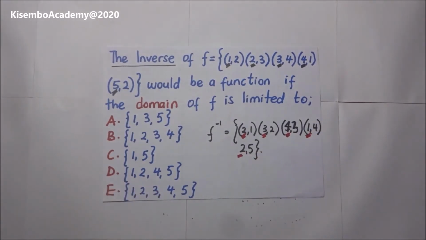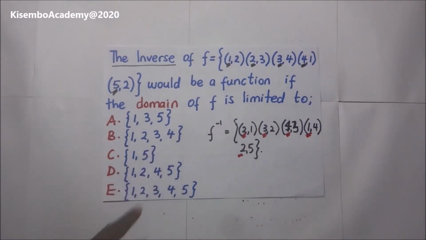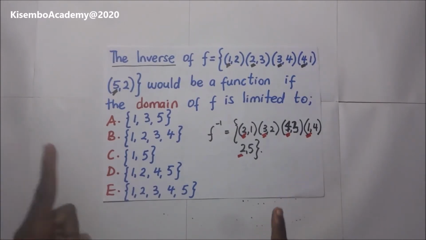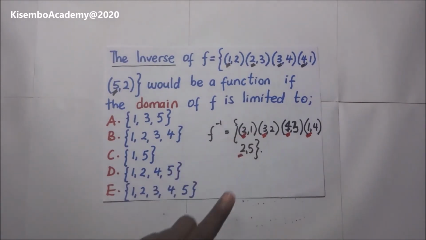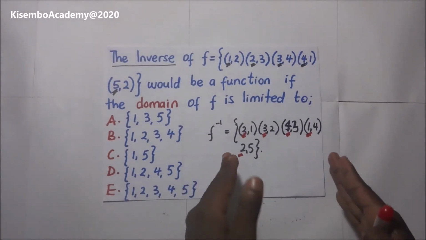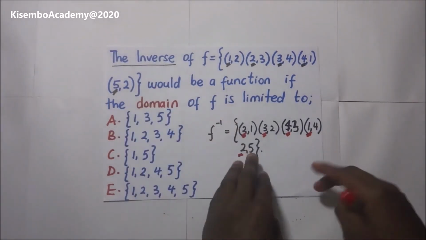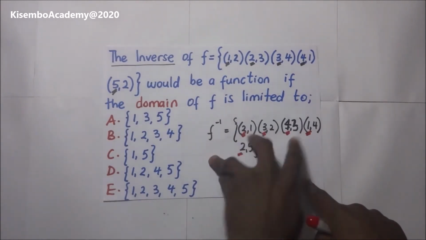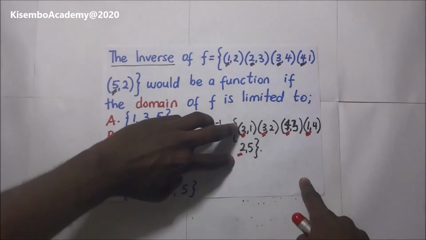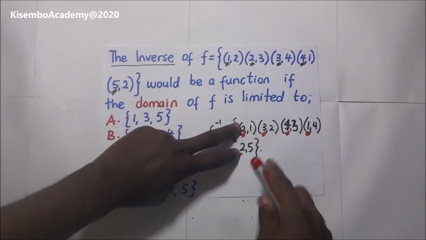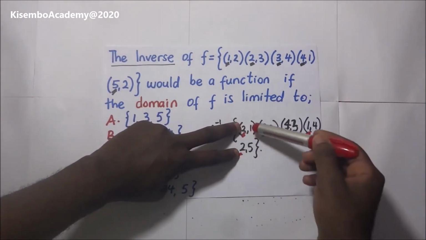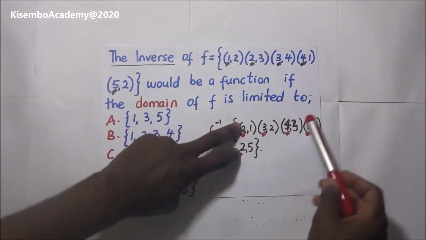Now what do we know about a function? We know that a function is supposed to have one input corresponding to one exact output. If a certain input has more than one output, then it's not a function, it's just a relation. But now let's look at this relation, the inverse. We have 2 3 4 1 and then 2. So you realize that we have 2 1 and 2 5. We have a 2 here and a 2 here, but the input of 2 is giving us an output 1 here and an output 5 here. So this is not a function.